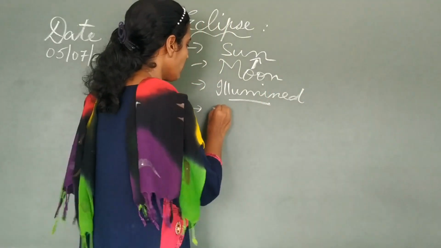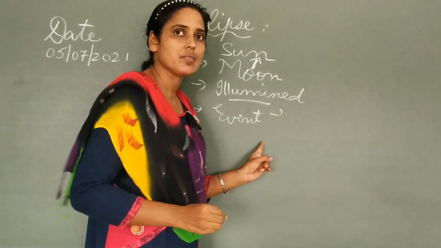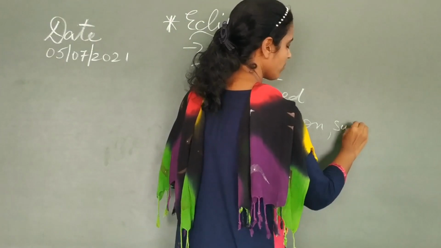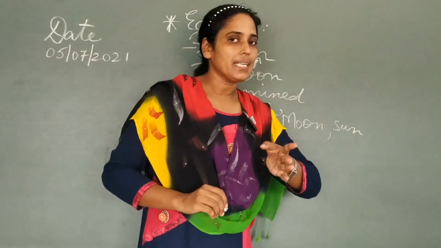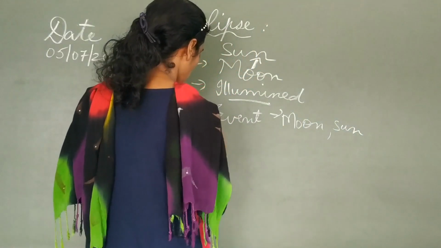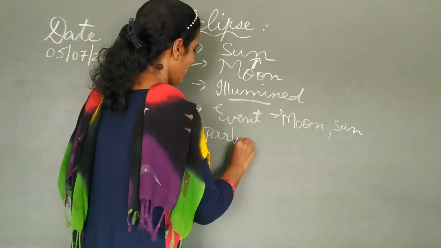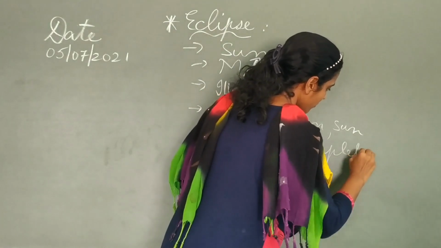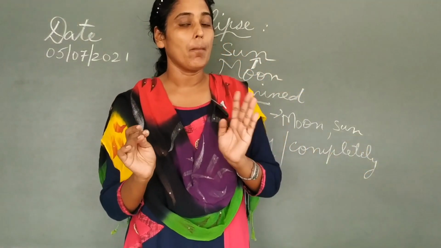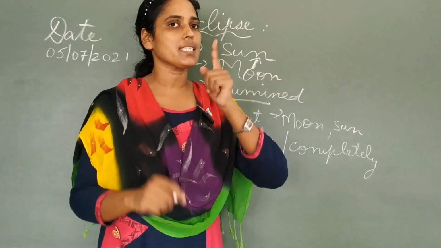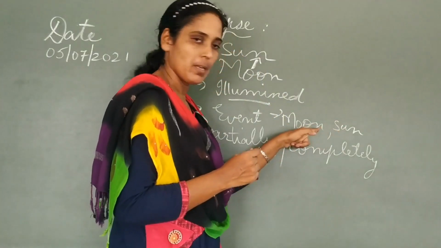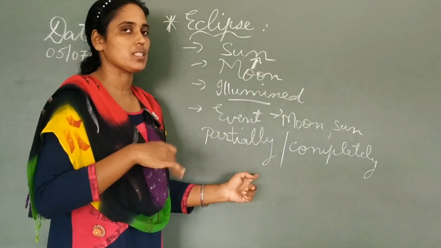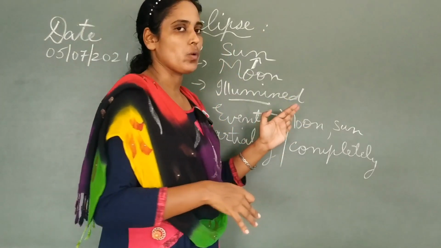What is an eclipse? An occasion or event in which the sun or the moon seem to be completely or partially disappearing. Partially means in a half manner, not fully. Completely means fully. Why? Because one of them, any one of them, is passing between the other and the earth. Our planet Earth is in connection with this. This situation is known as eclipse.